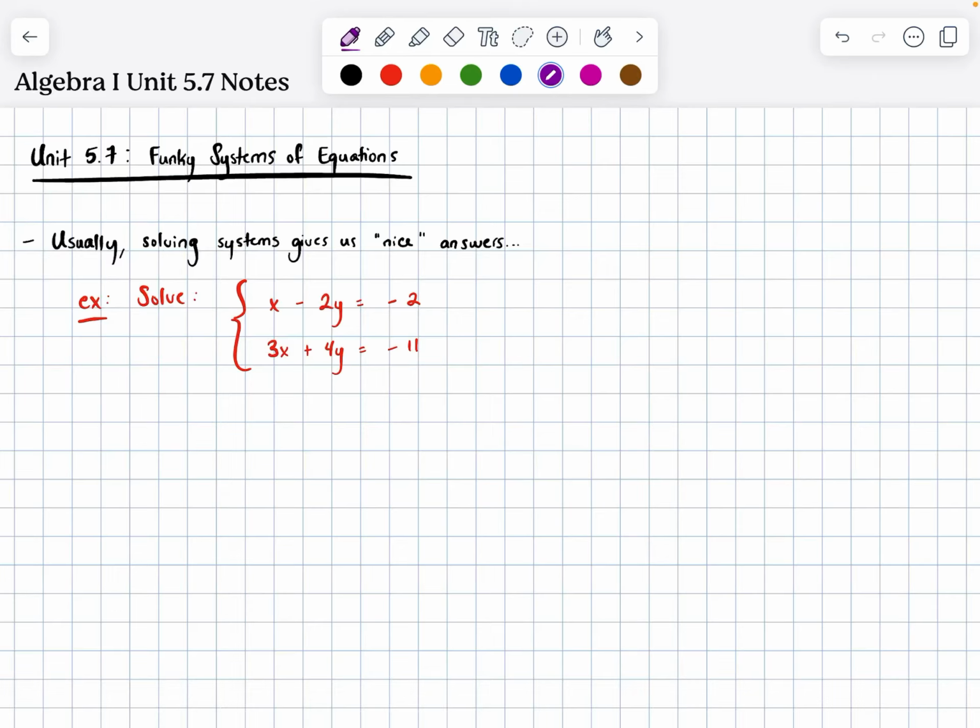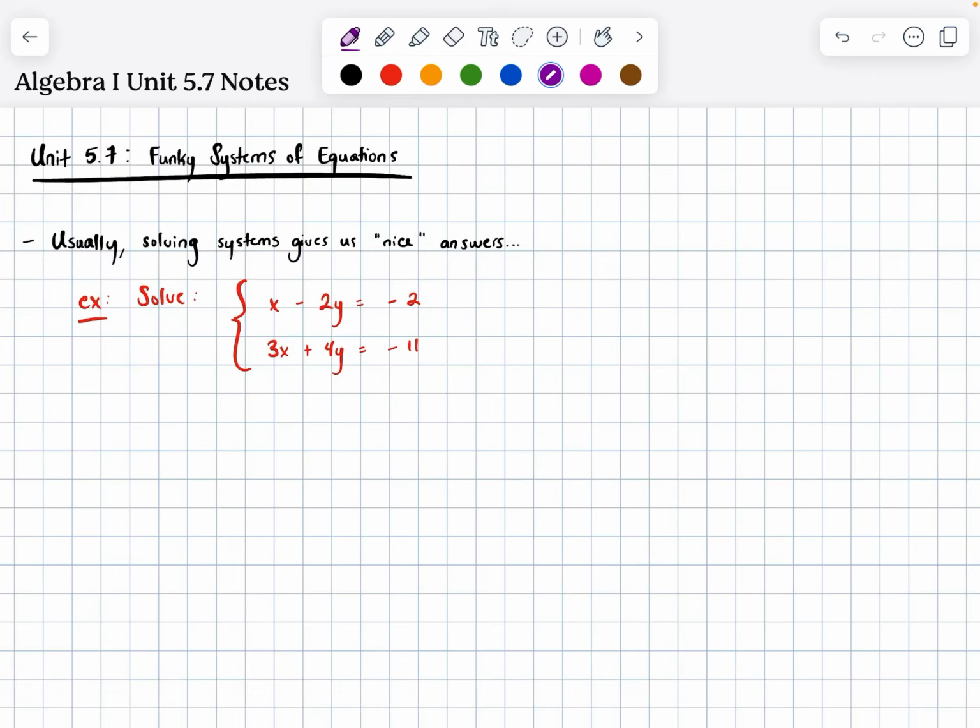The idea, of course, is that usually when I'm solving a system, I'm able to get a relatively nice answer. No matter which method we choose, between substitution or combination elimination, as long as we know what to do, we shouldn't run into too many issues finding that answer. Take, for example, this guy. x minus 2y equals negative 2, 3x plus 4y equals negative 11.